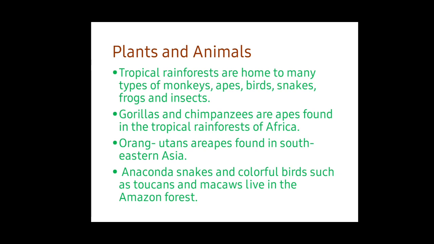Do all the rainforests have all kinds of animals? No. A particular kind of animal can survive in some places alone. Like gorillas and chimpanzees, or apes, found in the tropical rainforest of Africa. Orangutans are apes found in southeastern Asia. Anaconda snakes and colorful birds such as toucans and macaws live in the Amazon forest. So some animals can survive only in such places, but we know that tropical rainforests are stretched over the world. So in various regions we can find a variety of animals.